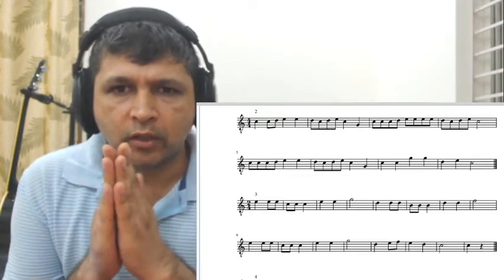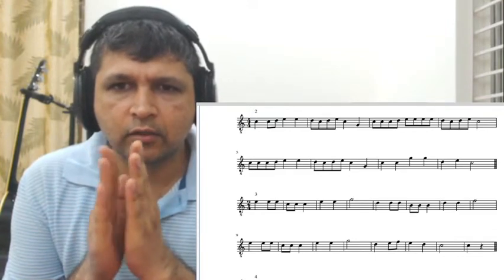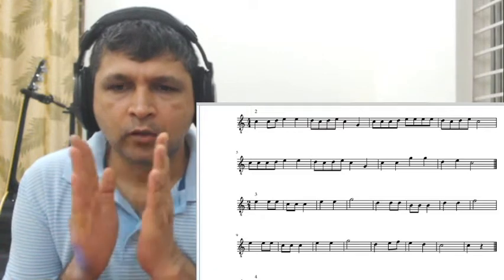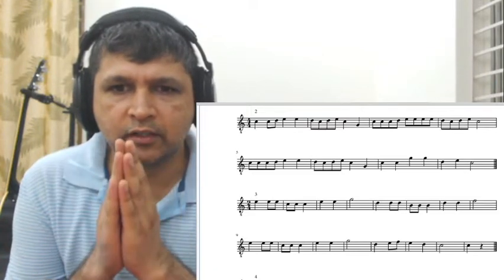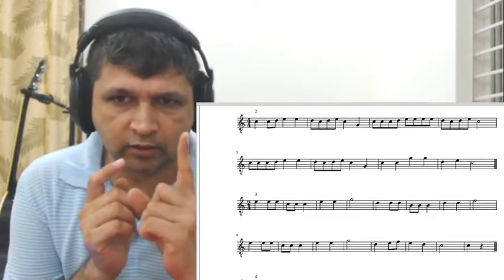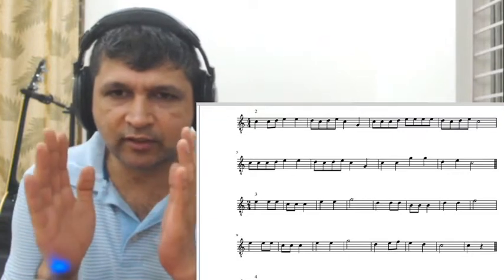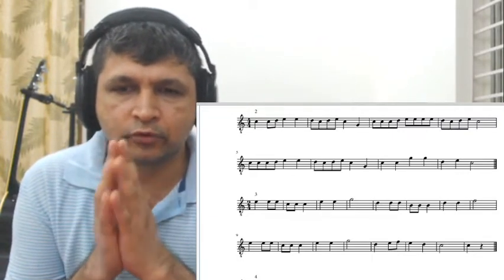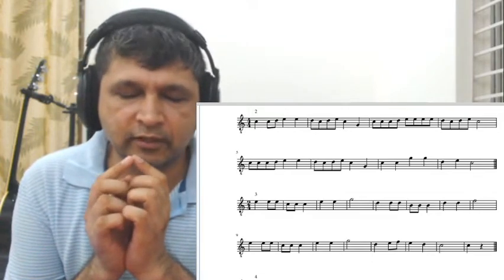1, 2, and 3, 4. 1, 2, 3, 4. If you notice, the third measure in the second line is very, very simple. Each note has only one count value. So you just have to count it as simple as 1, 2, 3, 4. And the fourth measure also has a very simple notation.